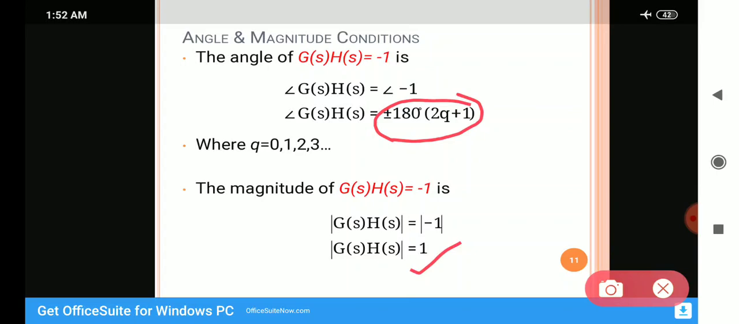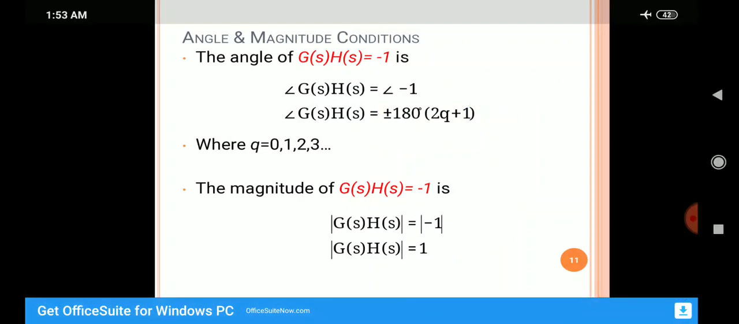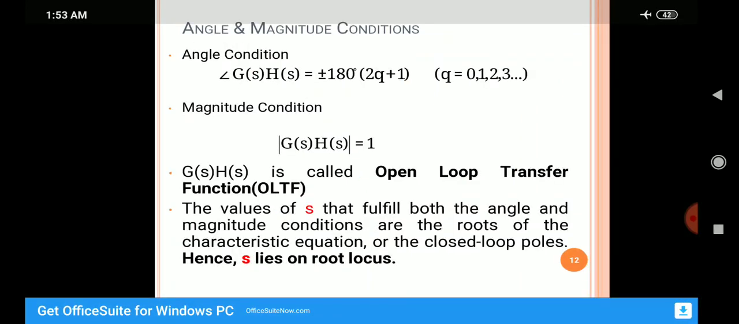So this will tell us that the root locus is nothing but the points, or the roots, of the characteristic equation. Any point on the root locus will satisfy the characteristic equation, and we have got this angle condition and magnitude condition from the characteristic equation itself. That means any point on the root locus will satisfy the angle condition and magnitude condition. To understand this concept in a better way, let's take an example.